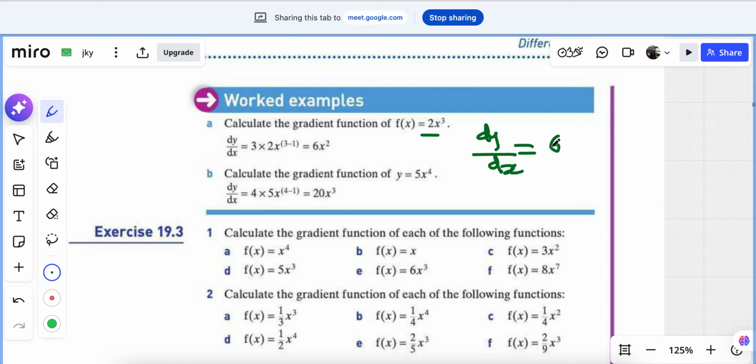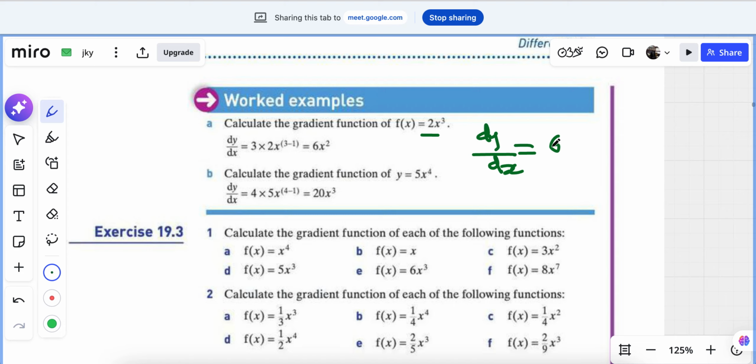Similarly, if you're given this function, calculate the gradient function y equals 5x raised to power 4. So you just say dy over dx. You must write dy over dx is equal to, you bring this 4 to multiply this 5. You bring the power to the coefficient side. 4 times 5, 20. So you have 20. Then you say 4 minus 1, which is 3. So you say 20x to the power of 3. That's how they got this one, 20x to the power of 3.